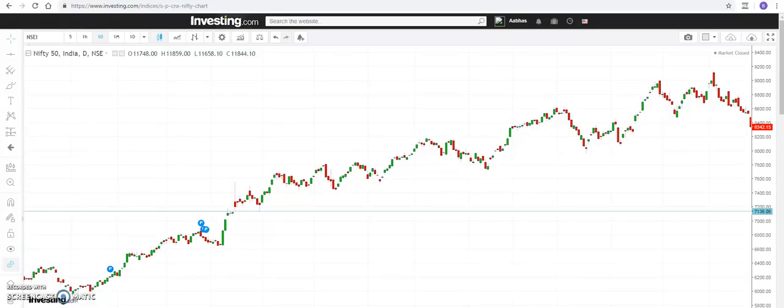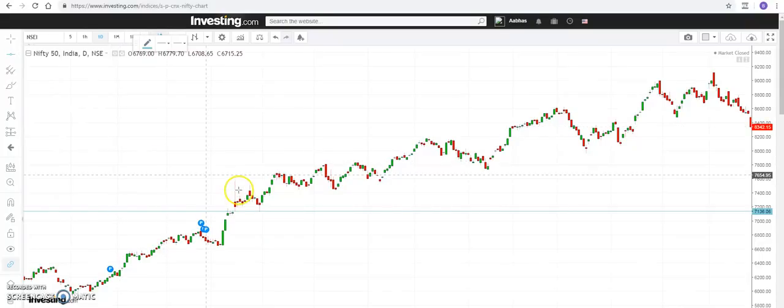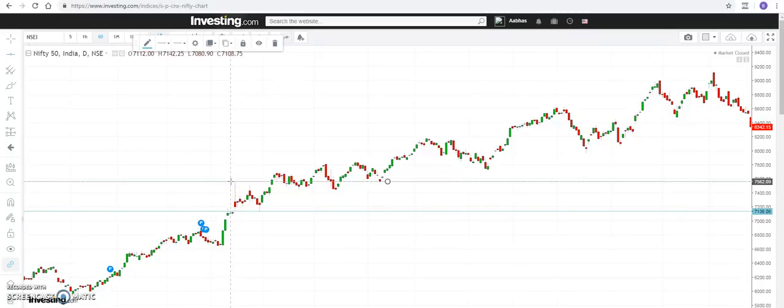And if it breaks the high also, you can add more longs in that particular instrument. So I'll take an example of Nifty. As you can see here, in this Nifty chart of 2014, the results came on 16th May 2014. I'm just marking the line on the highs and lows. So this was the high and this was the low.